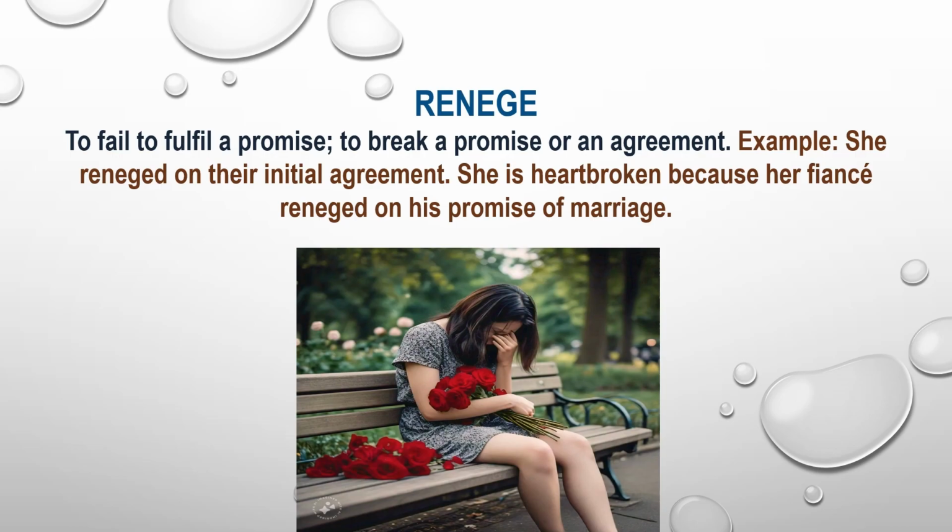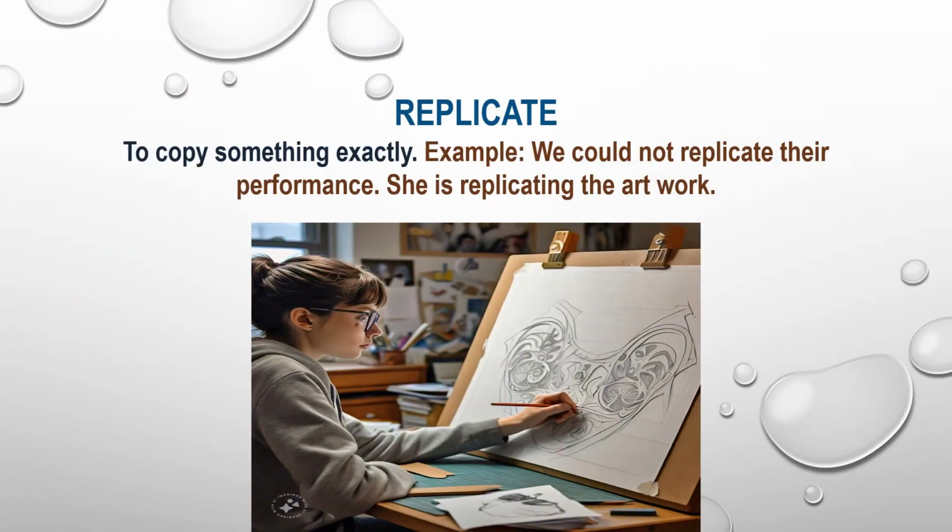Renege. This means to fail to fulfill a promise, to break a promise or an agreement. Example: she reneged on their initial agreement. She is heartbroken because her fiancé reneged on his promise of marriage. Replicate. This means to copy something exactly. Example: we could not replicate their performance. She is replicating the artwork.